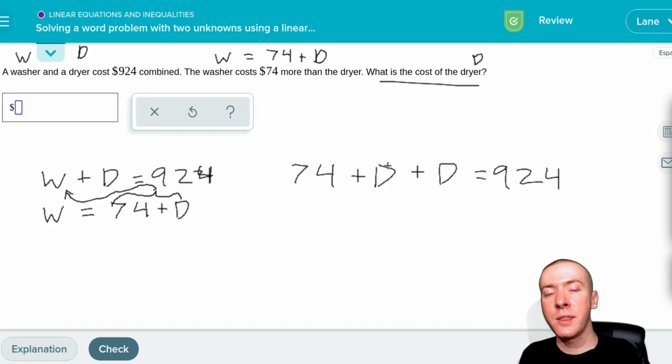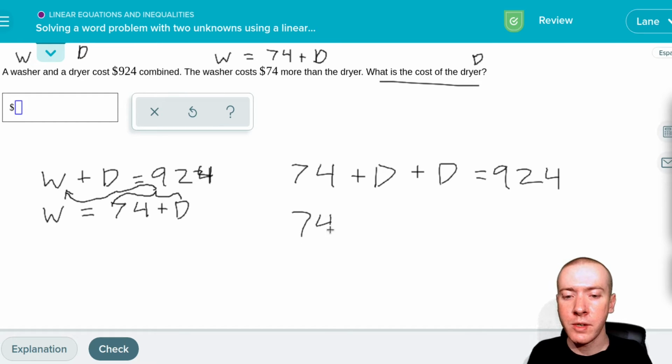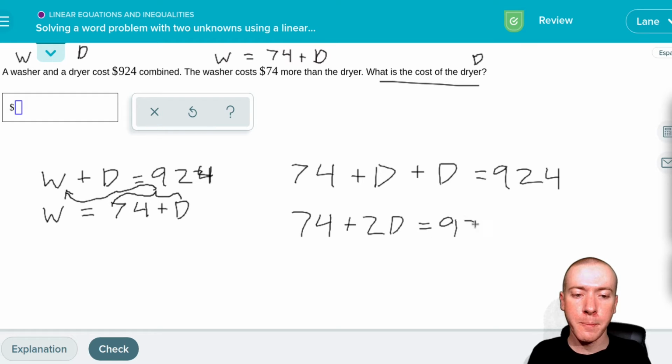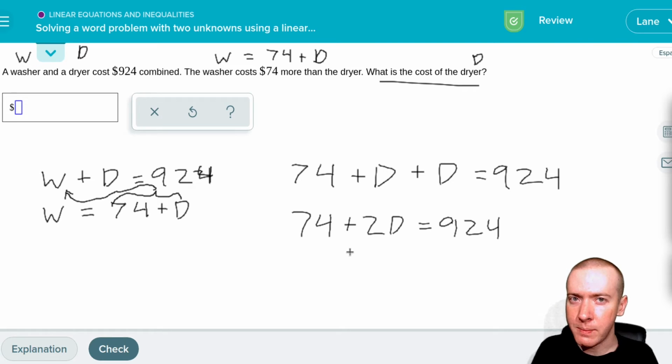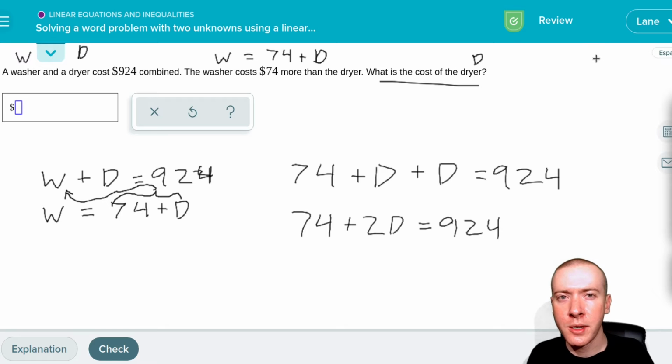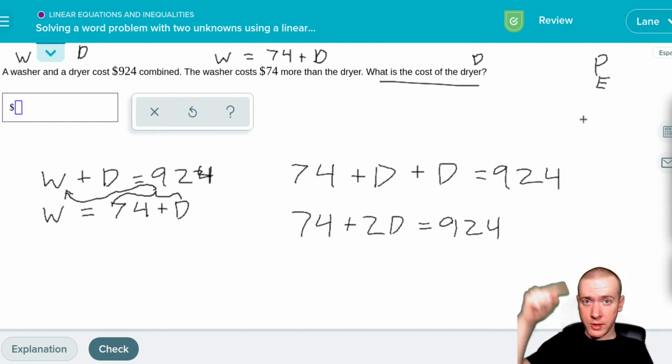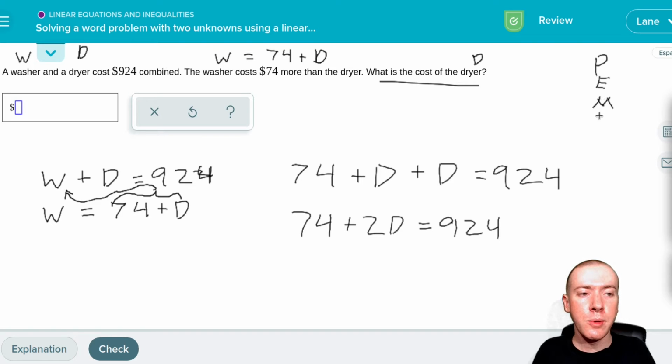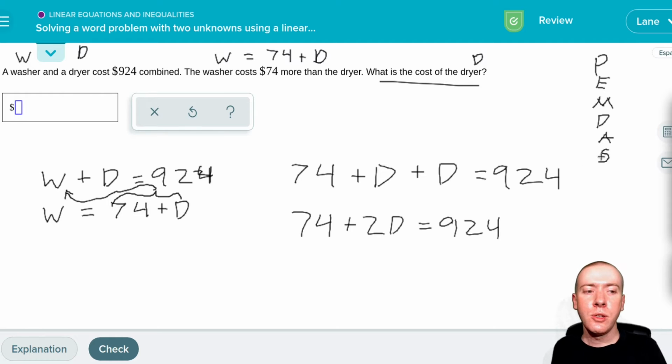Now we can combine these two terms D. D plus D is 2D. So 74 plus 2D equals 924. Now to solve for D, what should our first step be? Remember PEMDAS? You use PEMDAS starting with parentheses and going down when you are evaluating an expression. When you're solving an equation, you should start from the bottom and go up.